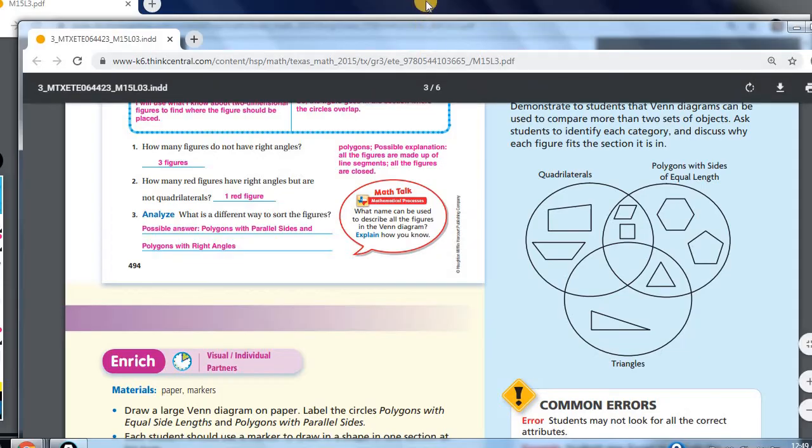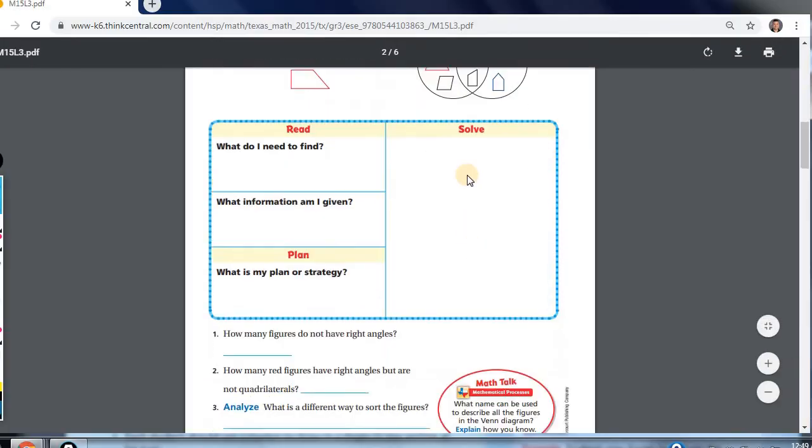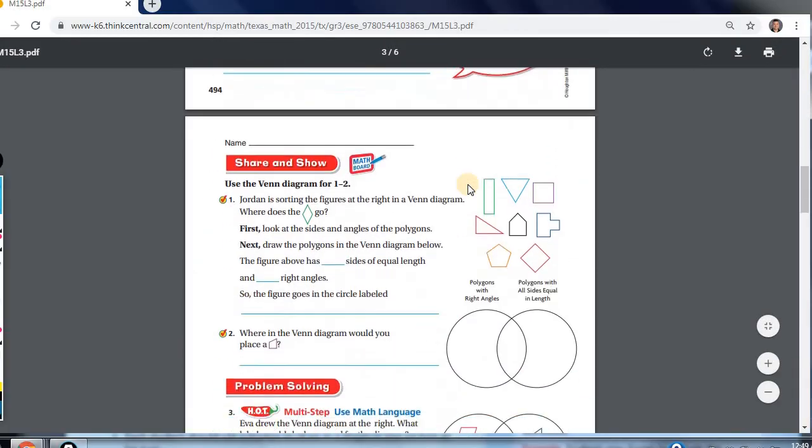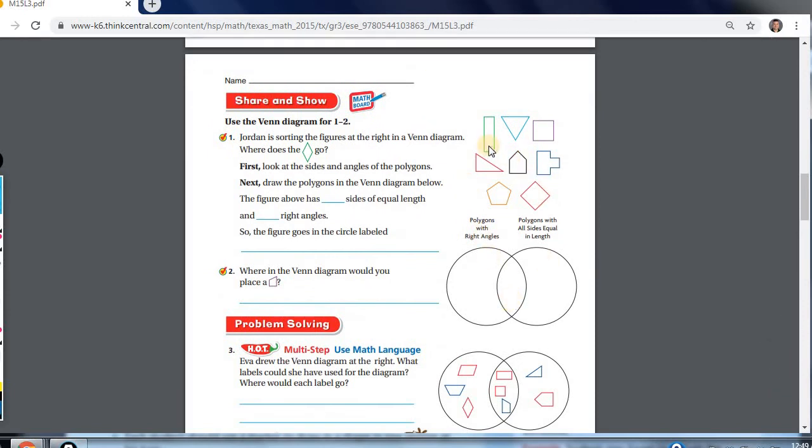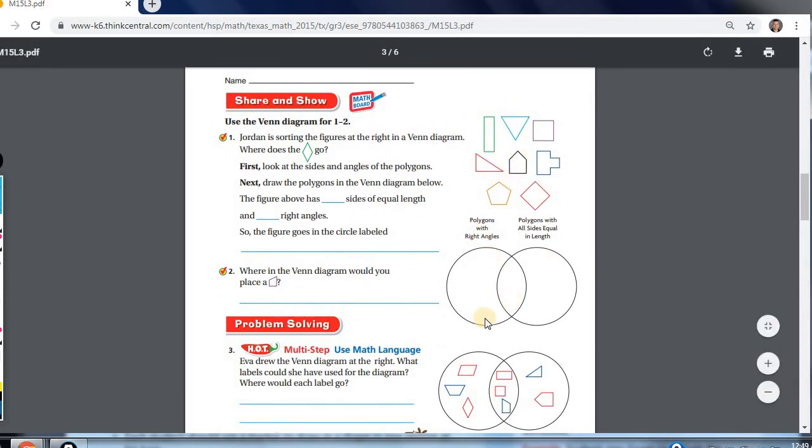Okay, so let's move on to your next question. Now we have the share and show, where we have these figures here, and we're going to put them into these circles. Jordan is sorting the figures on the right in the Venn diagram. Where does the rhombus go?